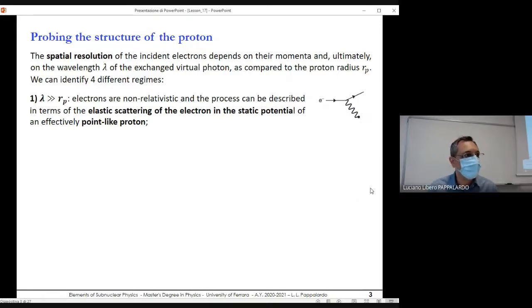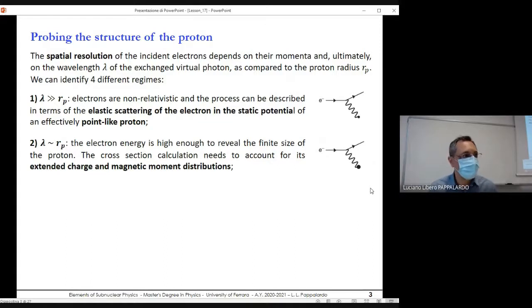So, if the wavelength of the photon is much, much larger than the radius of the proton, then of course electrons are non-relativistic. It's a very, very low energy process. And the process can be described in terms of elastic scattering of a non-relativistic electron in the static potential of an effectively point-like proton. So the resolution of the electron is so low that you cannot resolve the structure of the proton, but you can only see the proton as a point-like object.